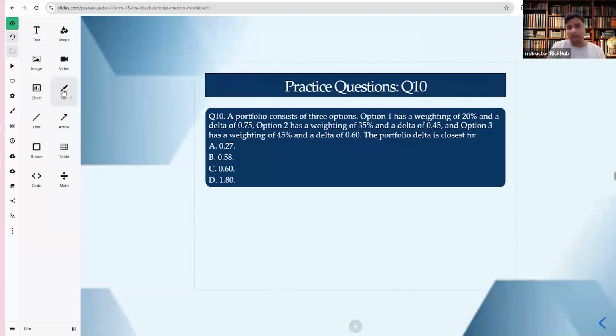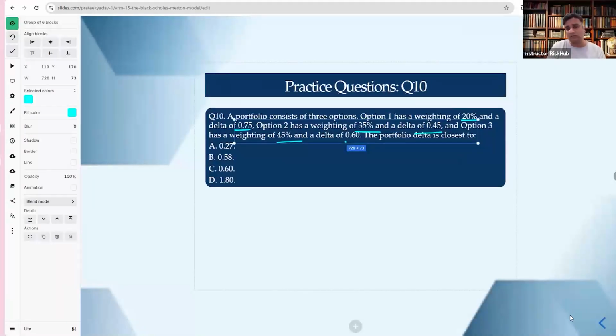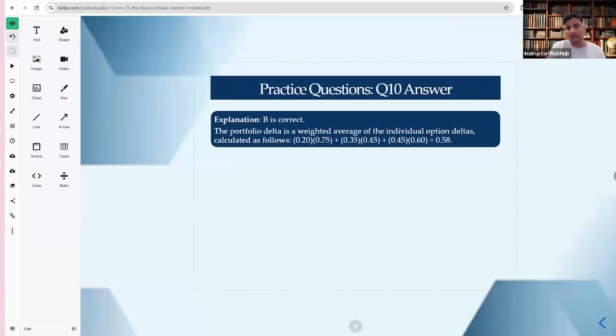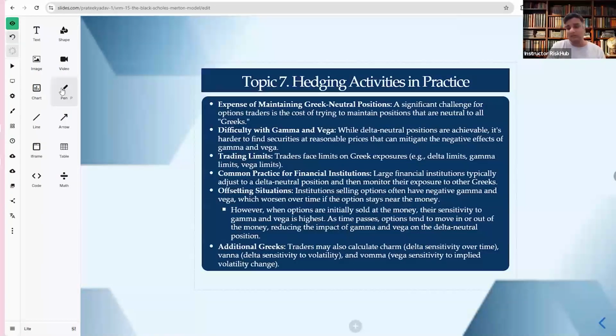Practice question, again a weighted average. Weights of 20% on 0.75, 35% on 0.45, and 45% on 0.60. Just multiply and add, right? 0.20 times 0.75, 0.35 times 0.45, 0.45 times 0.60. Just multiply and add, right? 0.58.